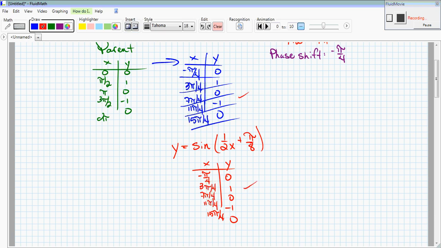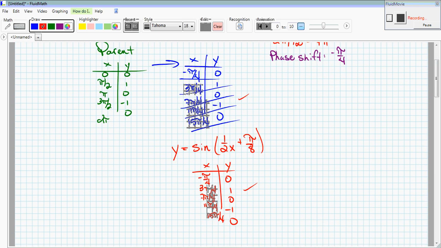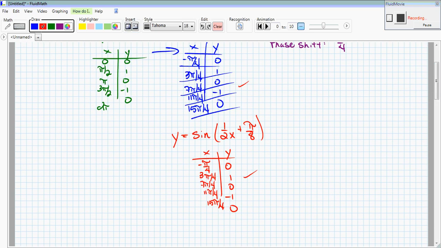What we can see here is we can find the phase shift, the period, and the amplitude from both of these graphs. We start in the parent at an x value of 0. Here we start at negative pi over 4, so we shifted pi over 4 units to the left. In terms of the period, this is still one full cycle. This is 0 to 2 pi. This is negative pi over 4 to 15 pi over 4, giving us a period of 4 pi. And then we also have an amplitude of 1 here. From 0, we go up to positive 1 and down to negative 1. So we see the same things.